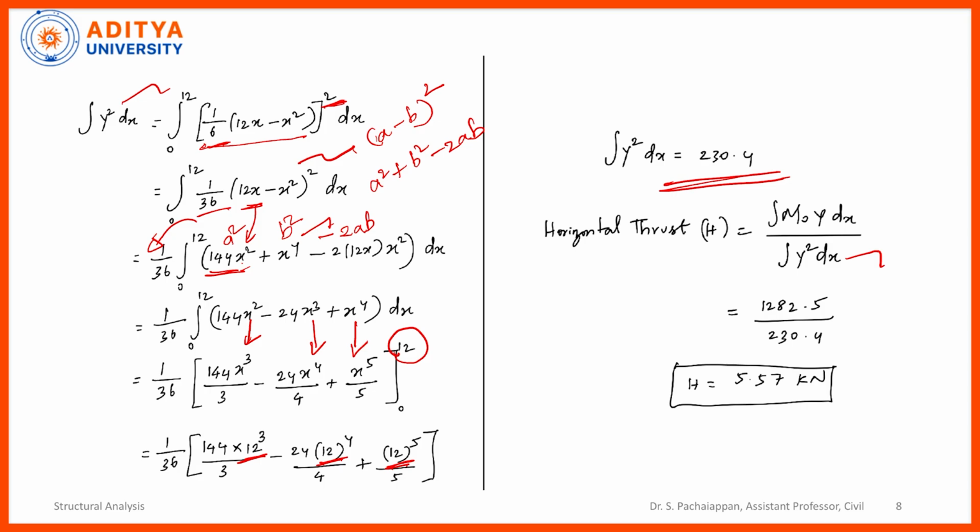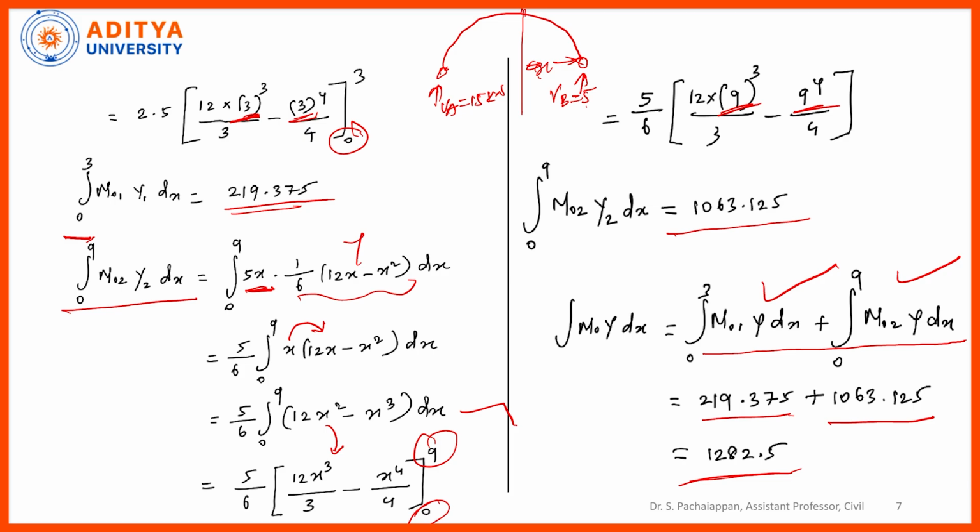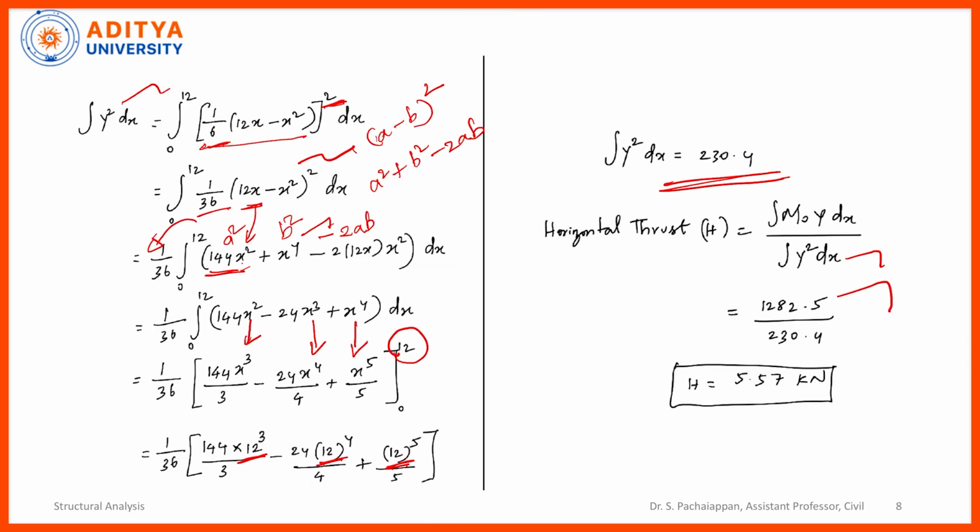Now we are going to substitute all the values in the horizontal thrust equation, which is capital H is equal to integral of m naught y dx divided by integral of y square dx. Now integral of m naught y dx is 1282.5, which is the numerator value, and the denominator value we calculated just now, which is 230.4. So the horizontal thrust is 5.57 kilonewton.